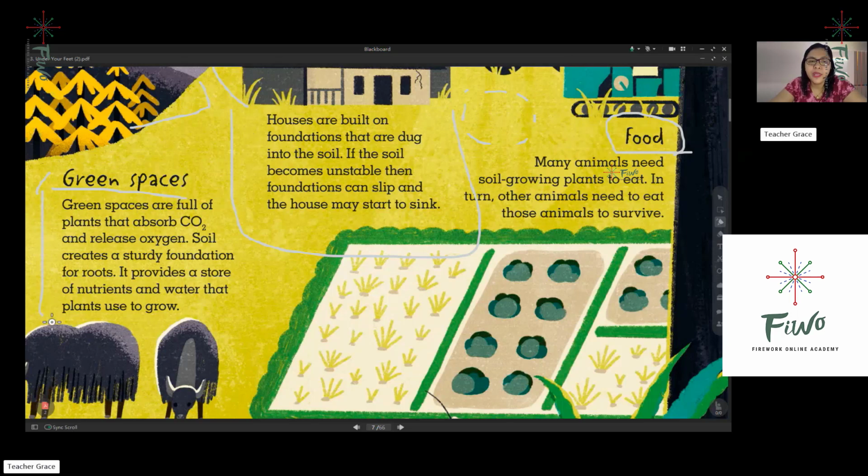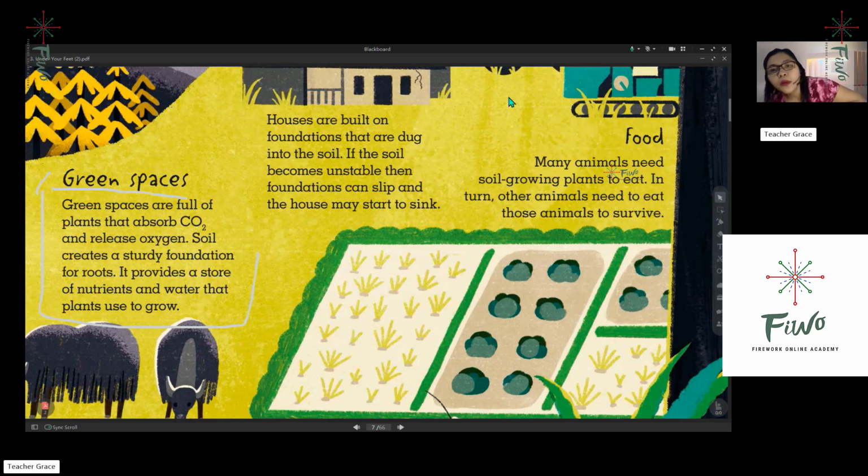Kindly read this, Lee. Green spaces. Green spaces are full of plants that absorb carbon dioxide and release oxygen. Soil creates a sturdy foundation for roots. It provides a store of nutrients and water that plants use to grow.